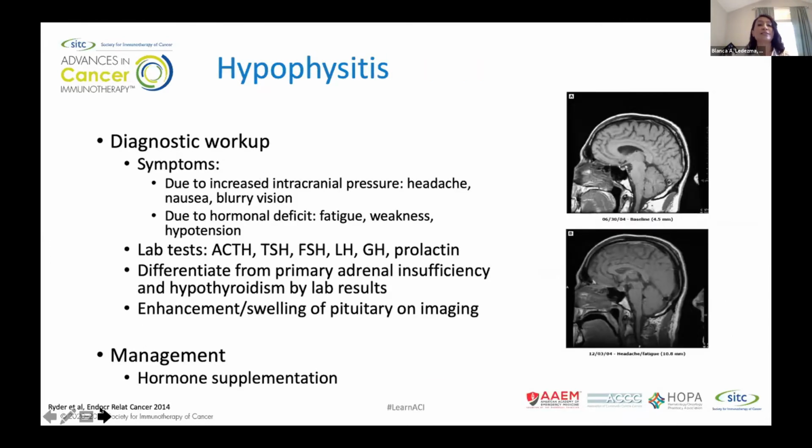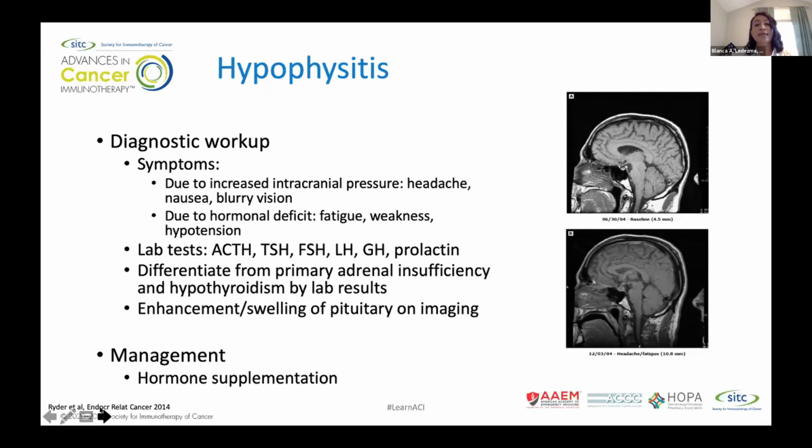Hypophysitis is more typically seen with the CTLA-4 inhibitors. It is such a unique toxicity that once you see it, as a result of the increased cranial pressure, it is so unique. Patients will present with severe headache, pressure behind the eyes that is truly not alleviated with any over-the-counter medications or even opioids.